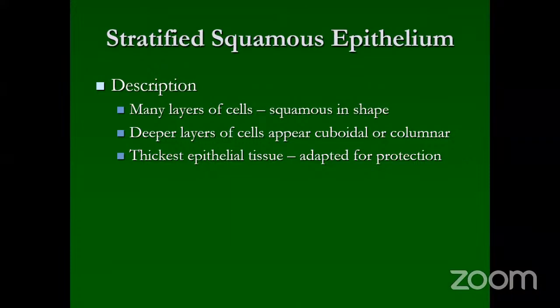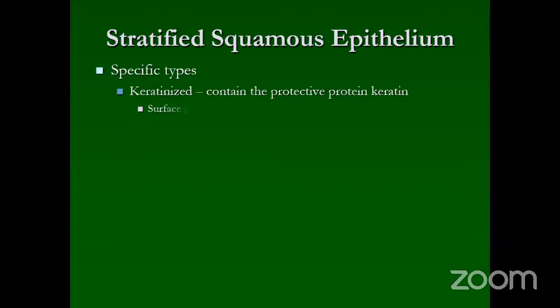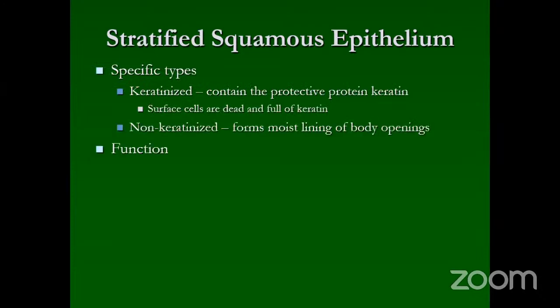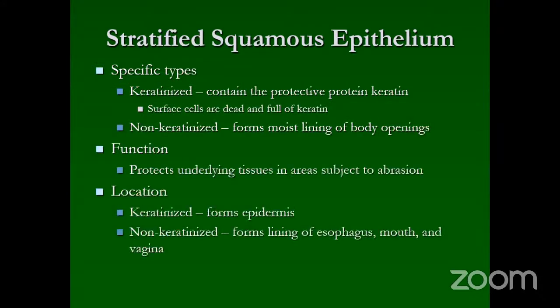And it is the thickest epithelial tissue, which is adapted for the protection of the organ. So you have some specific types. First is keratinized. Keratinized means it will secrete keratin protein. In our hair and nails, we have keratin protein, right? So these surface cells are dead and have lots and lots of keratin protein.